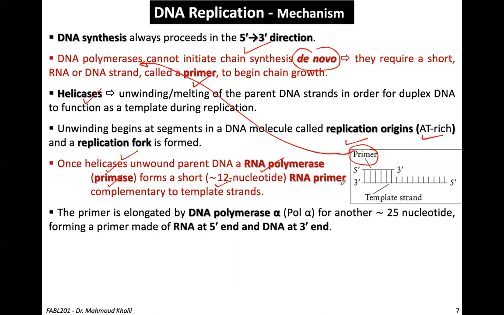So the primer, when it sits over the template strand, is elongated by DNA polymerase alpha for another 25 nucleotides, forming a primer that is made of RNA at its 5' end and DNA at its 3' end. Okay?